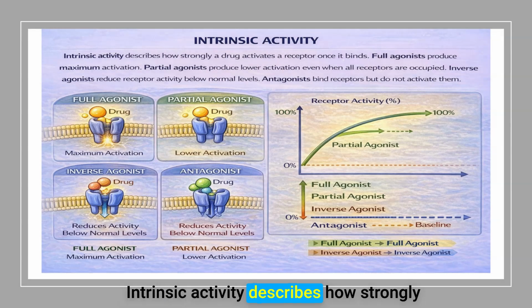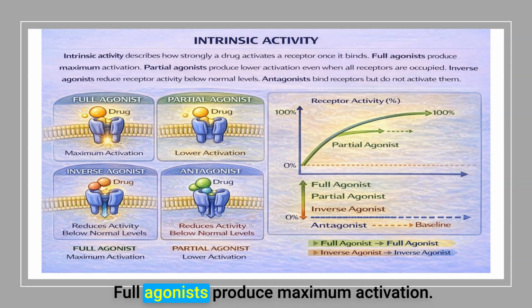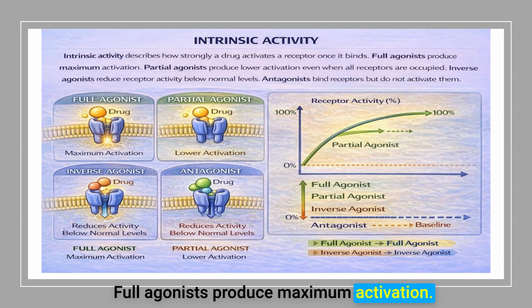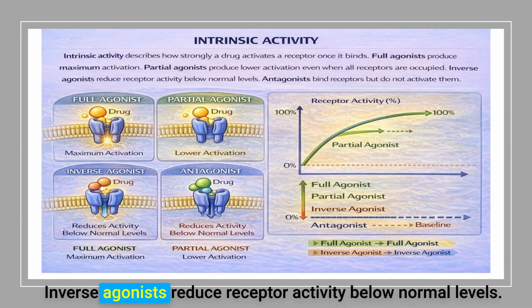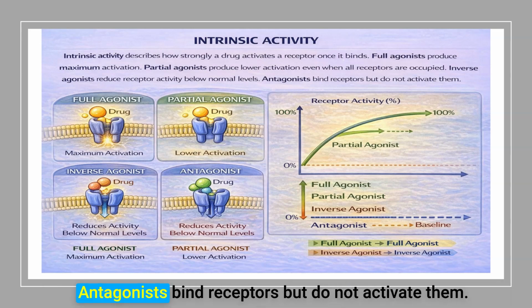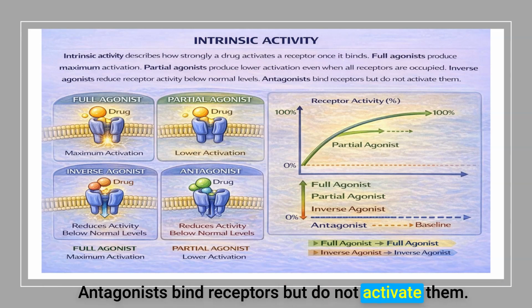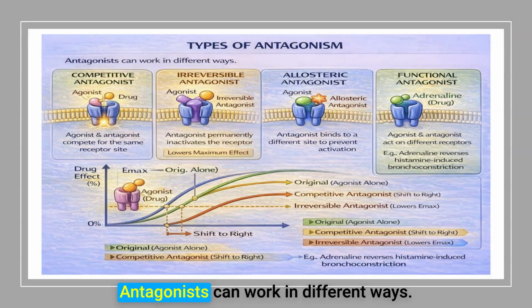Intrinsic activity describes how strongly a drug activates a receptor once it binds. Full agonists produce maximum activation. Partial agonists produce lower activation, even when all receptors are occupied. Inverse agonists reduce receptor activity below normal levels. Antagonists bind receptors but do not activate them. Antagonists can work in different ways.